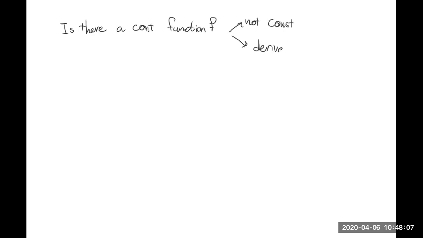Now, I think the last question in our document was this. Is there a continuous function f, such that f is not constant, but its derivative is 0 almost everywhere?